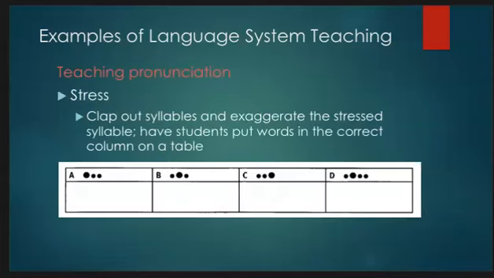Also with teaching pronunciation, we have to work with our students on stress, so helping them find which syllable in a word, especially 3 and 4 syllable words, gets the stress. So it can be helpful to clap out the syllables and really exaggerate the stressed syllable when we clap it out. So syllable, they would hear that stress on the first syllable and put that in column A of the table you would provide them with.